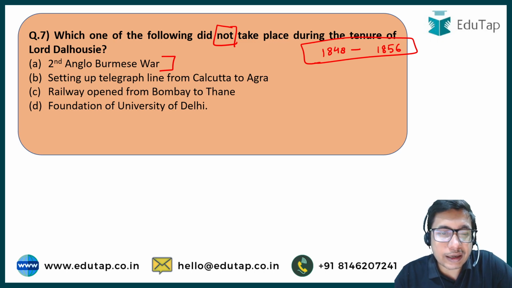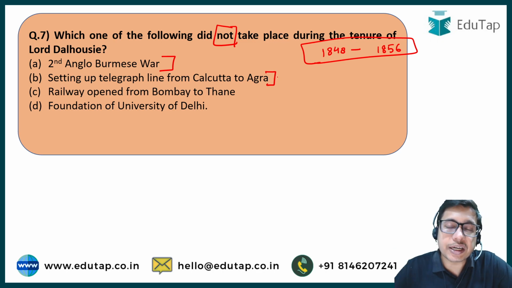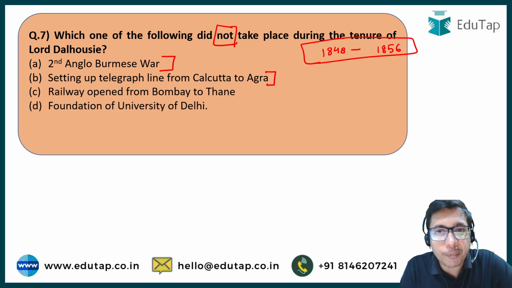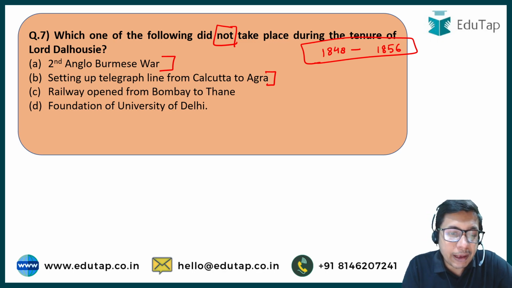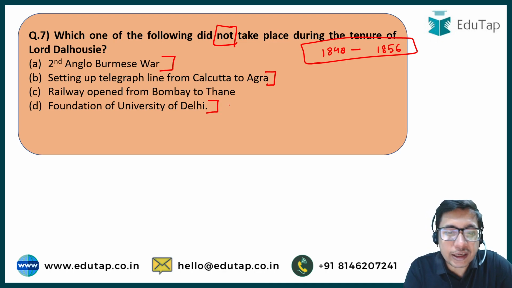Setting up a telegraph line from Calcutta to Agra: the telegraph was introduced in India with this line, and yes, it was laid down during the tenure of Lord Dalhousie. Similarly, the first train service in India operated from Bombay to Thane, again during his tenure. The foundation of University of Delhi happened quite late, in the 20th century, in 1922, I guess.